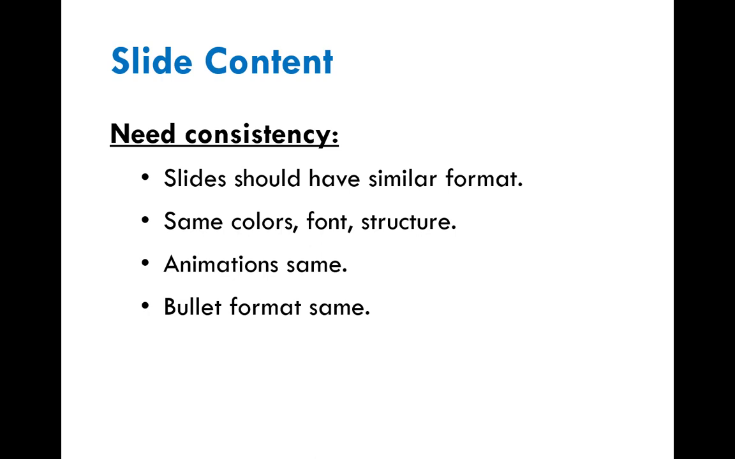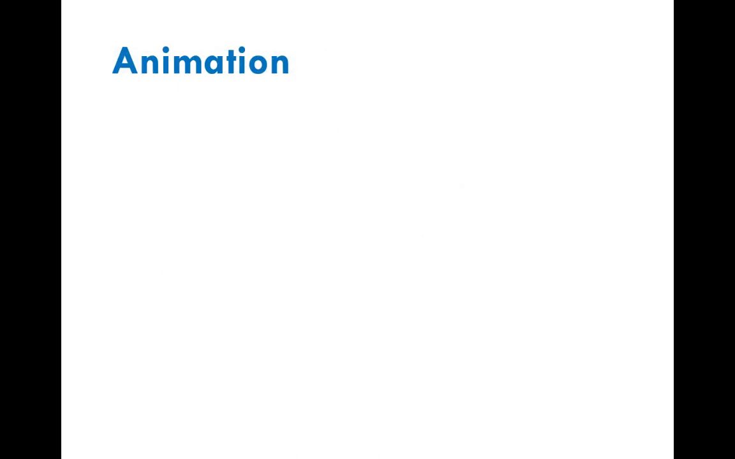You want your bullet format to be the same. Whatever bullet shape you're using should be the same. If you're indenting and changing to a different bullet as you indent, make sure that's the same. The whole bulleted structure needs to look similar across different slides. Now, there's the animation that I don't know how to get rid of, but you get the idea. I probably could figure it out if I took a few minutes, but I haven't.